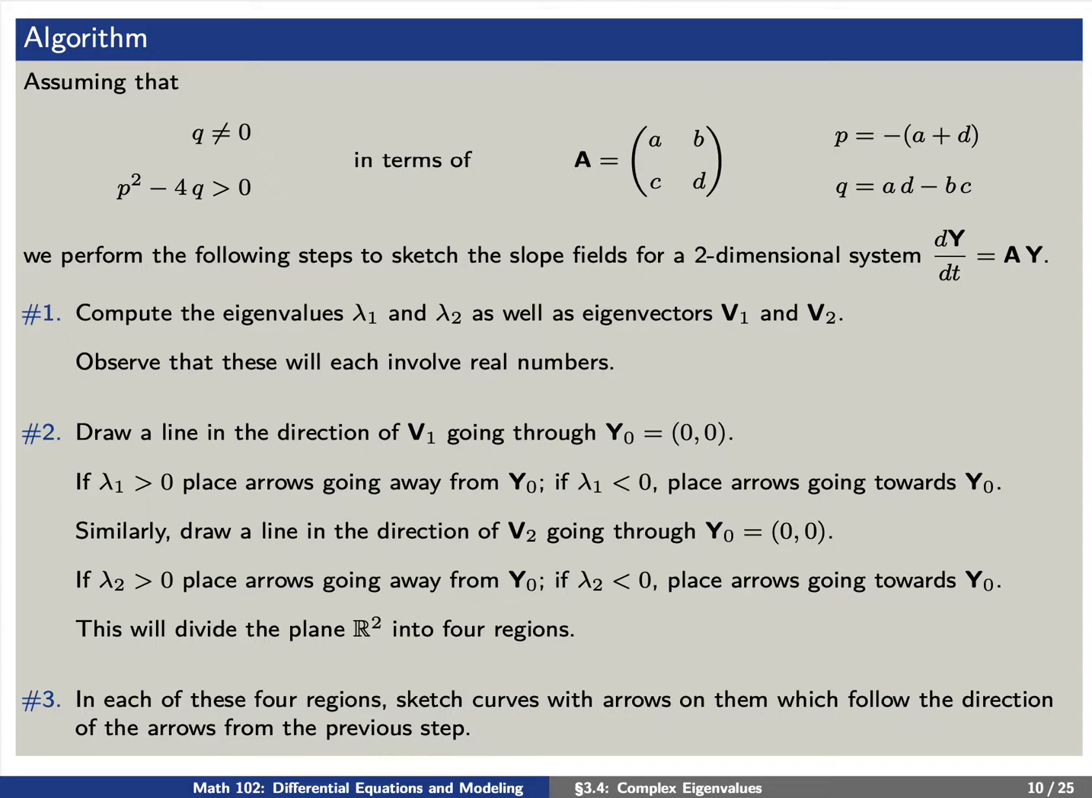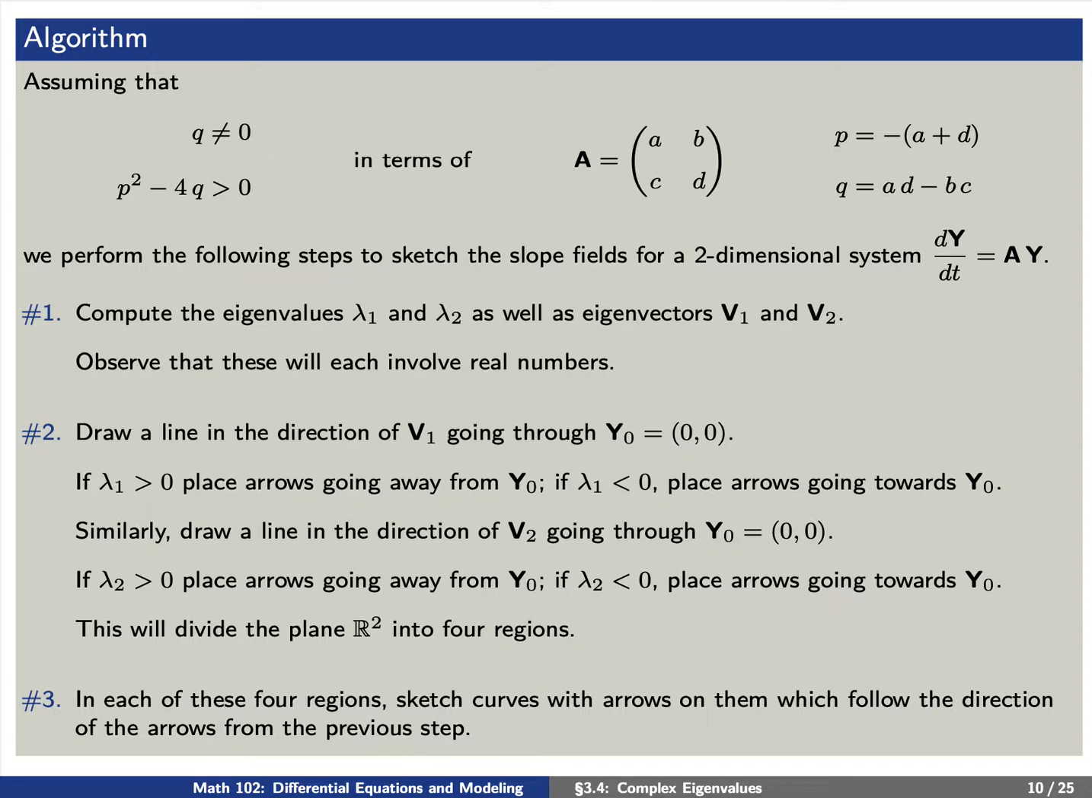If lambda sub 1 is positive, we will place arrows on this line going away from the origin. If lambda sub 1 is negative, we'll place arrows going towards the origin. There's a similar statement about the second eigenvalue lambda sub 2, corresponding to the new direction for the new eigenvector v sub 2. This will divide our plane into 4 regions.